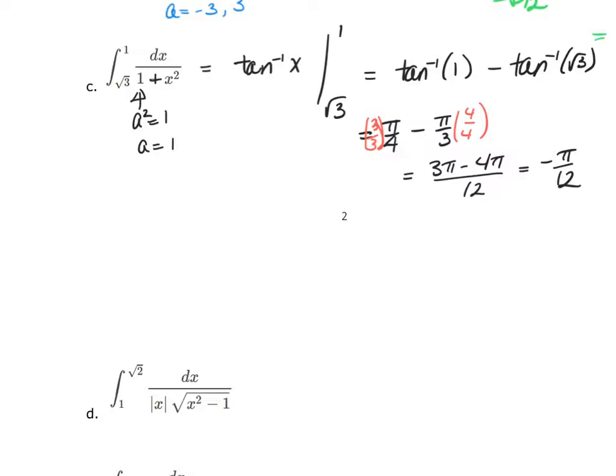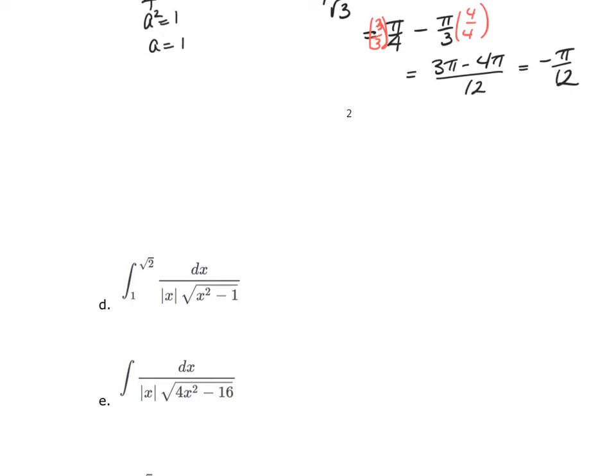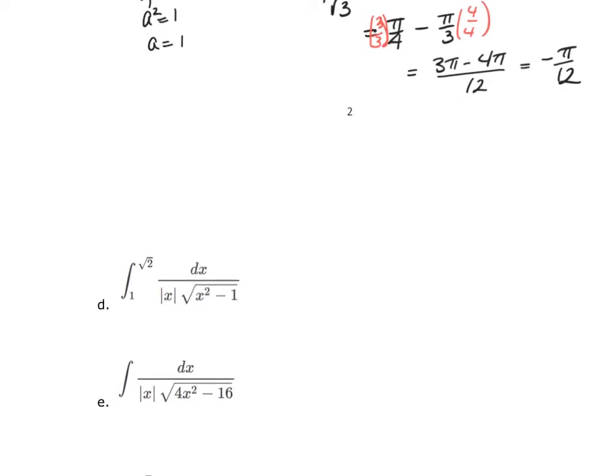How are we doing? Okay. So what about the next one? And I'm going to talk about E in a minute. What about the next one? What do we get for the next one? Which one does this match up to? Sine inverse, tangent inverse, or secant inverse?